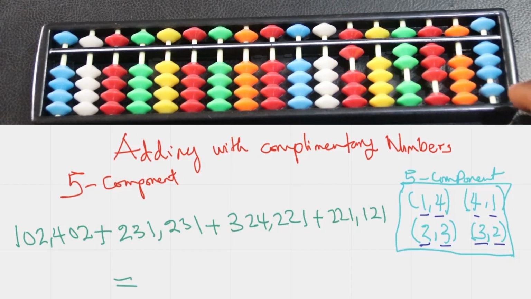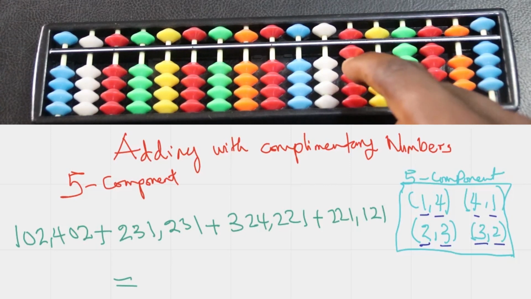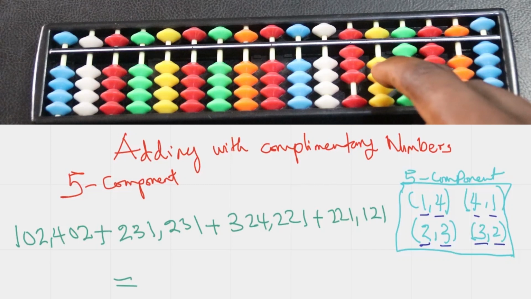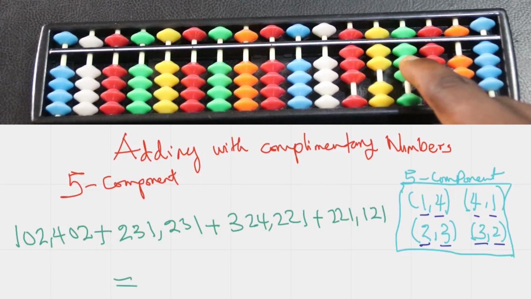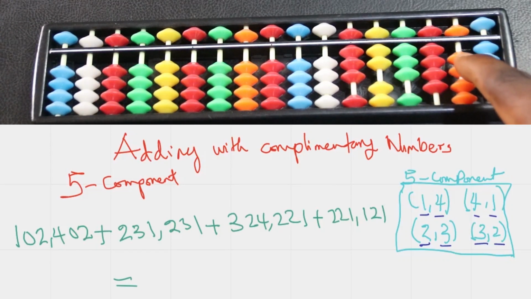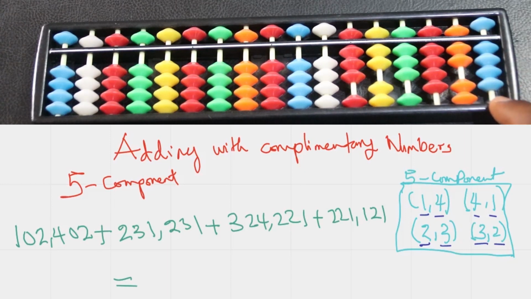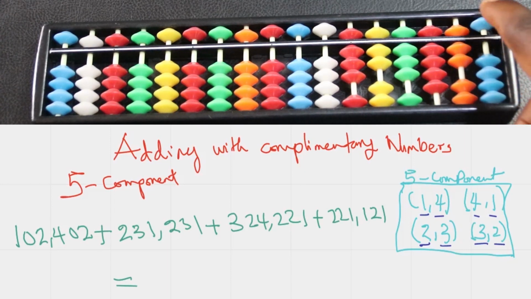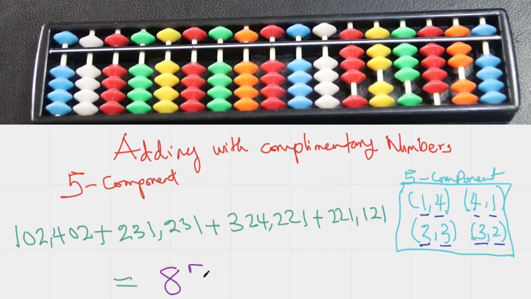I have 1. Yep. So finally we want to add 221121. Here we had 2. Yes. We had another 2 here. Yes. We had 1. Good. We had 1. We had 2. But we need 1 here. We don't have 1. What's the 5 component of 1? 4. Remove 4. Add 5. And then our final answer is 8 7 8 9 7 5.